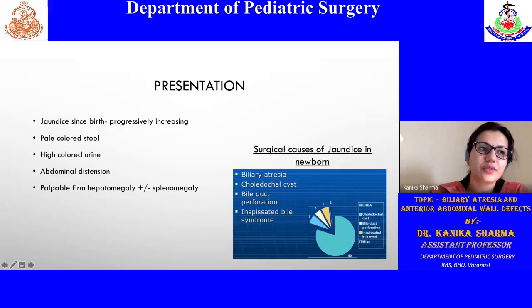When a child presents to you with jaundice, you have to find out whether it's a surgical jaundice or not. Surgical jaundice mostly presents as obstructive jaundice, where we need to remove the obstruction and restore the biliary outflow tract. The most common causes for surgical jaundice are biliary atresia, choledochal cyst, bile duct perforation, and inspissated bile duct syndrome, of which biliary atresia forms the major chunk.